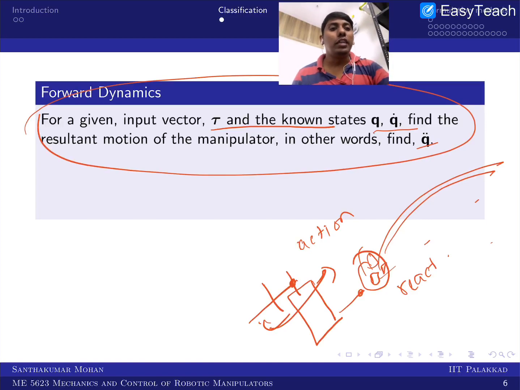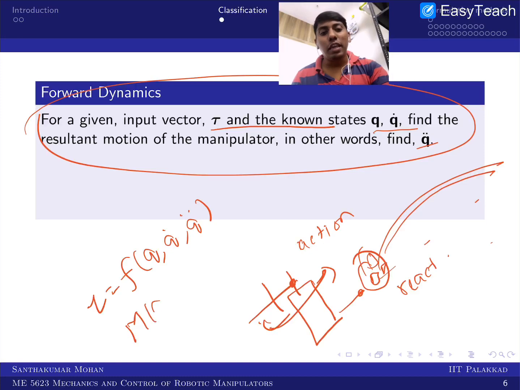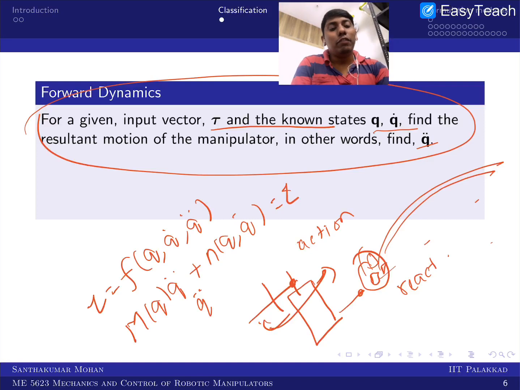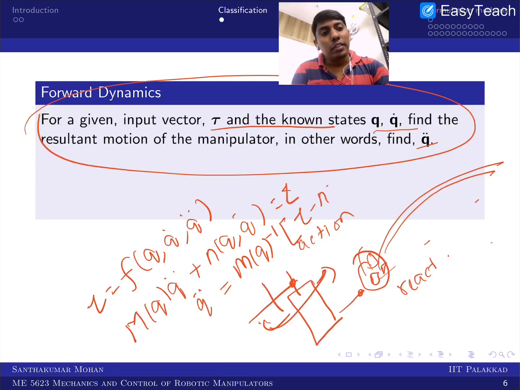If you rewrite the equation that we have given, for understanding I am writing M of q times q double dot plus N of q comma q dot equals tau. I want to know the second-order derivative, which is nothing but the acceleration. So what I am trying to do is this: tau minus N of q comma q dot. Now I can use any numerical integration and solve this equation.